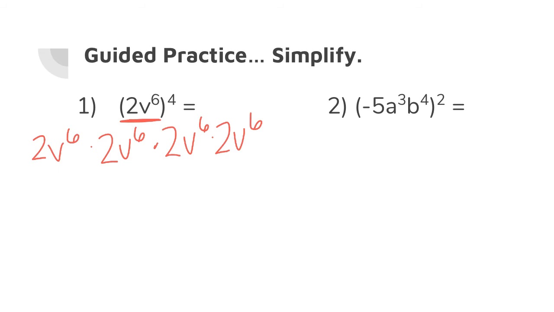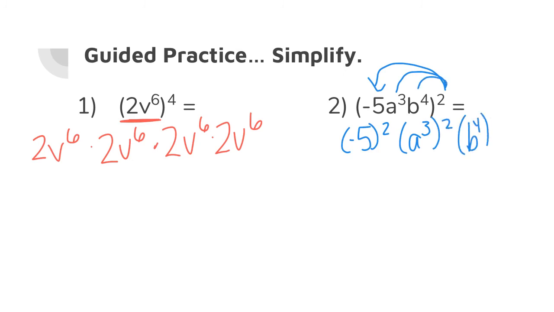When you look at the second one, though, let's try and use our rule. We are going to square -5, we are going to square a cubed, and we are going to square b to the 4th. All right, go ahead and pause me and see if you can do both problems and get the correct answer. When you are ready, come back for checking.